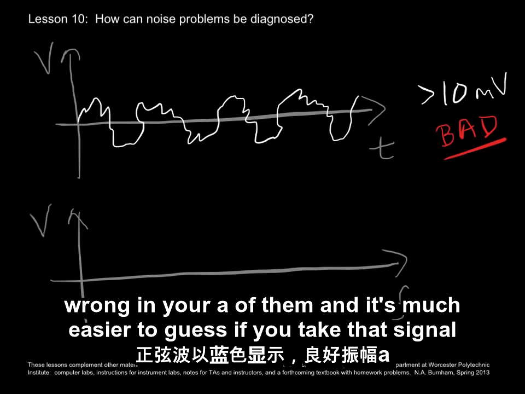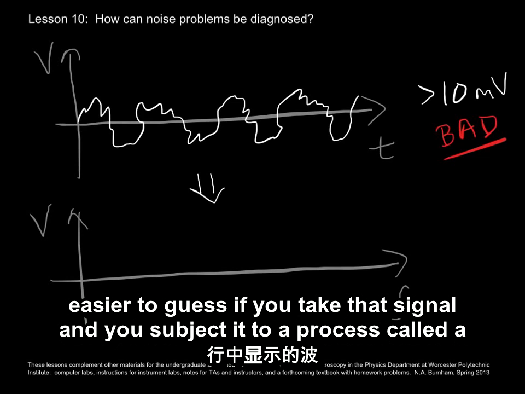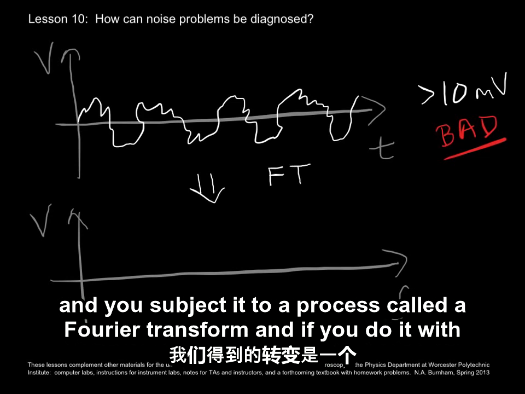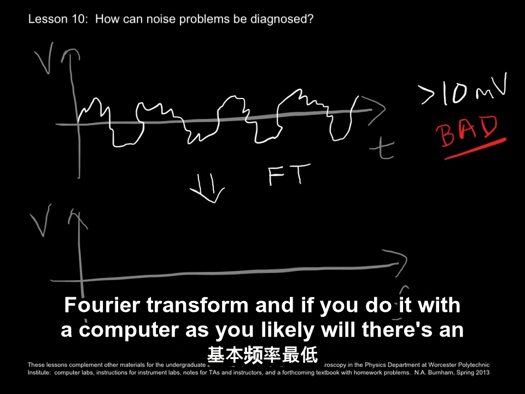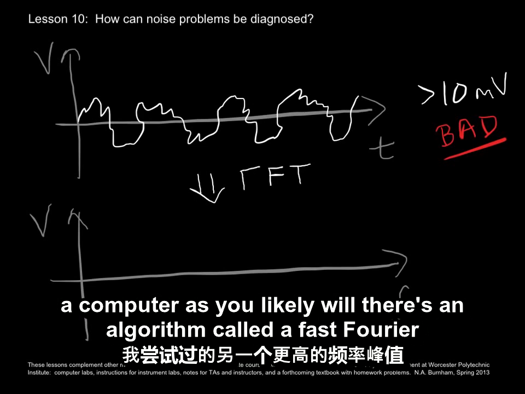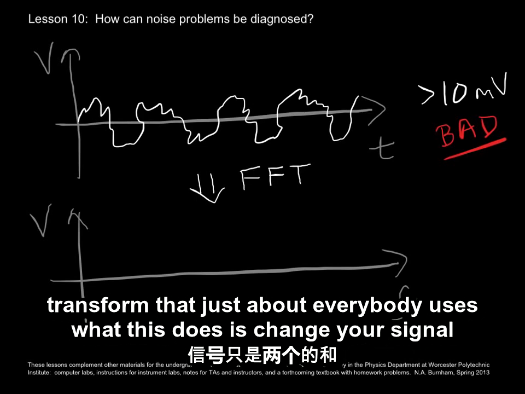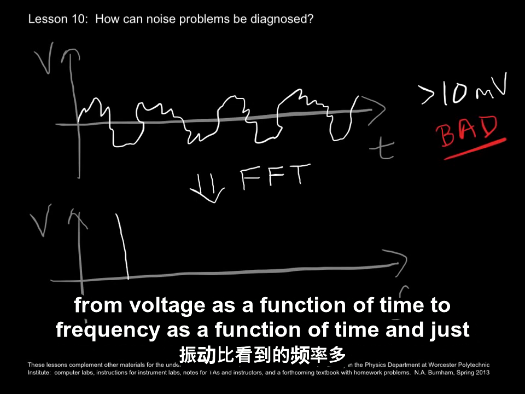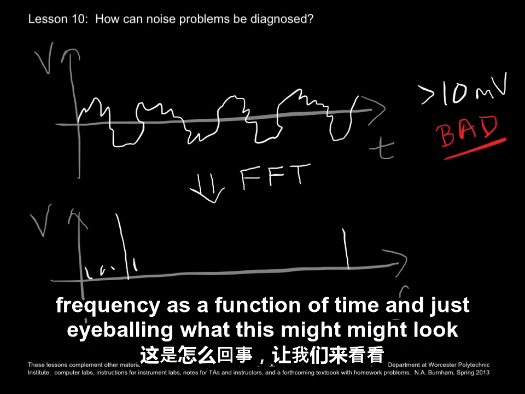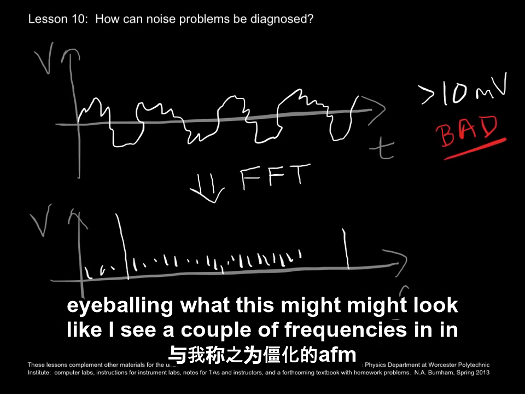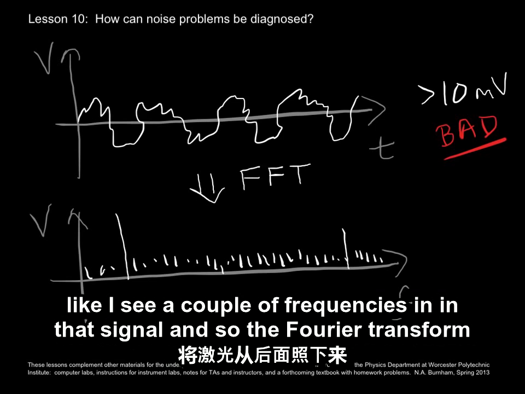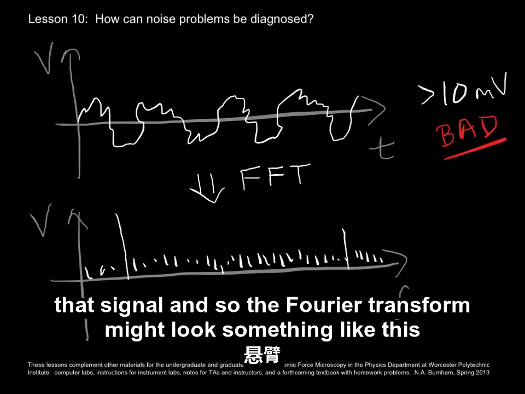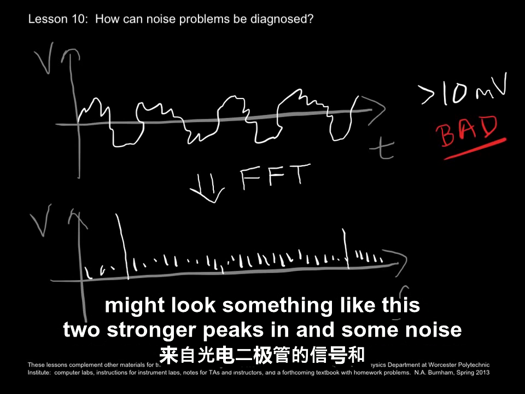It's much easier to guess if you take that signal and subject it to a process called a Fourier transform. If you do it with a computer, as you likely will, there's an algorithm called a fast Fourier transform that just about everybody uses. What this does is change your signal from voltage as a function of time to amplitude as a function of frequency. Just eyeballing it, I see a couple of frequencies in that signal, so the Fourier transform might look something like this: two stronger peaks and some noise.